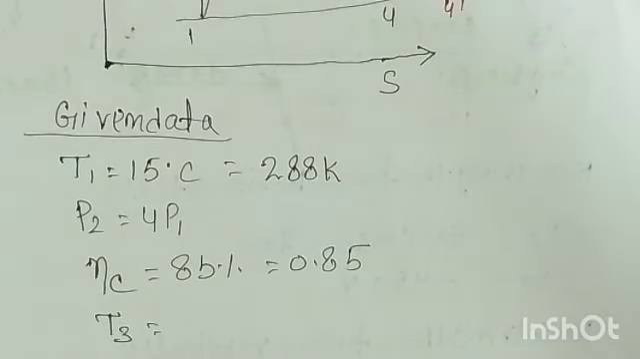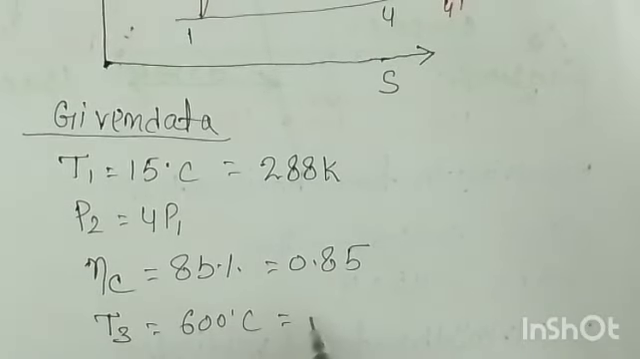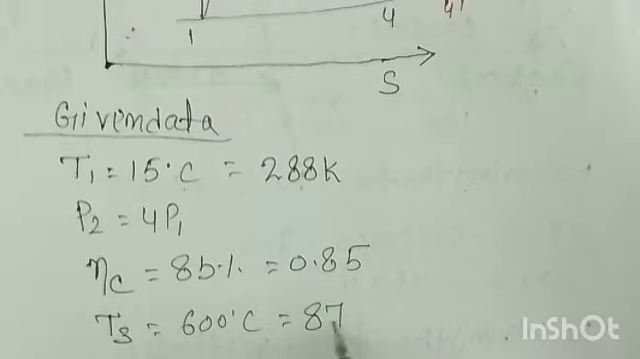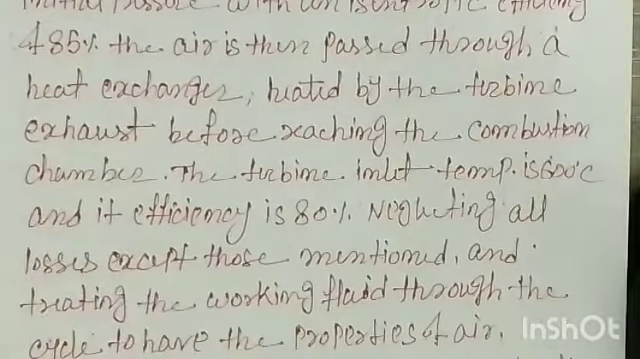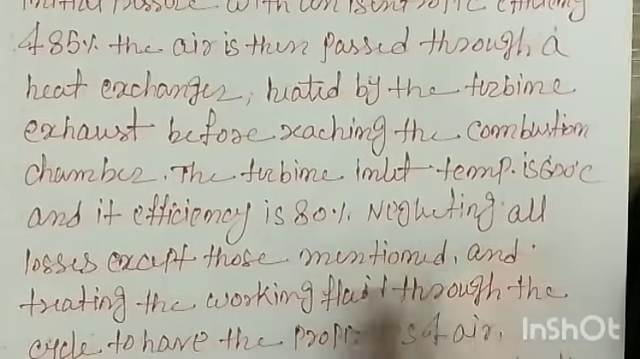Maximum cycle temperature will always be the inlet temperature of the turbine, whether it is intercooling, reheating, or regeneration, it doesn't matter. So T3 is 600 degrees centigrade, which will be 600 plus 273, that is 873 Kelvin. Now the turbine efficiency is 80%, neglecting all the losses.